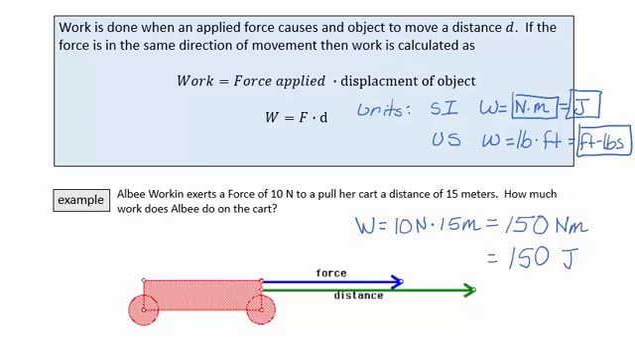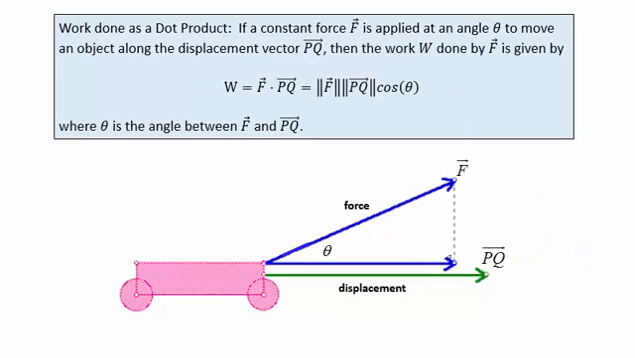So what if your applied force is not in the same direction as motion? Then work done can be calculated by a dot product. If a constant force F is applied at an angle theta to move an object along a displacement vector PQ, then the work done by F is given by the dot product of your force vector and your displacement vector, which we recall can be written as the product of their magnitudes times the cosine of the angle between them.